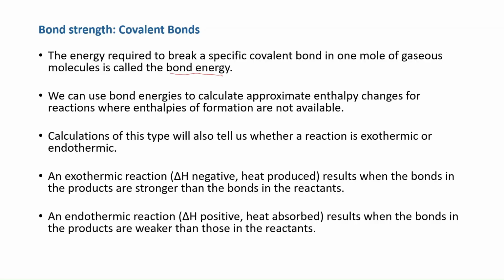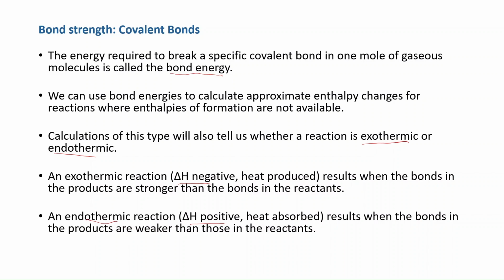When you break bonds, that's energy you're adding. When you're forming bonds, energy is being released. So some are going to be positive, some are going to be negative. The overall value will tell you if it's exothermic or endothermic. Exothermic, remember, delta H is negative. Endothermic, delta H is positive. It depends which bonds are stronger, the bonds in the reactants or the bonds in the products. There's only one problem to this. How do you know the bonds?